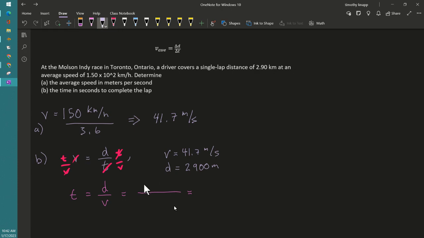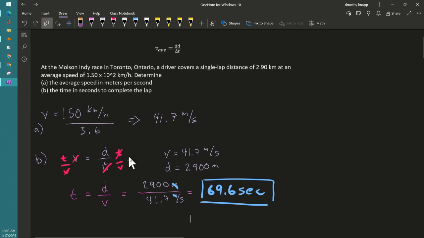Here, it's 2,900 meters over 41.7 meters per second. I was wondering why that was happening. My units weren't going to work out. Now I notice my units are per second in the denominator, and a denominator inside of a denominator can be moved to the numerator due to algebra, and my final units become seconds. And if I go ahead and calculate this, it's going to be 69.6 seconds. Okay.